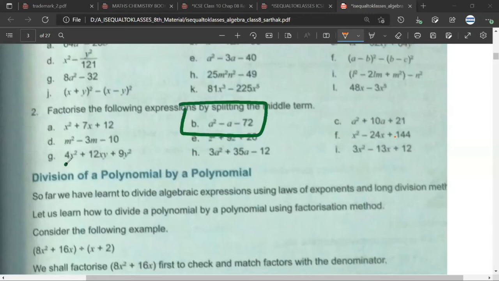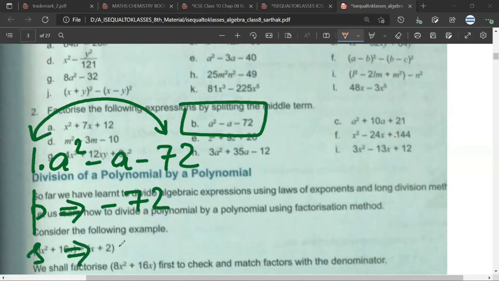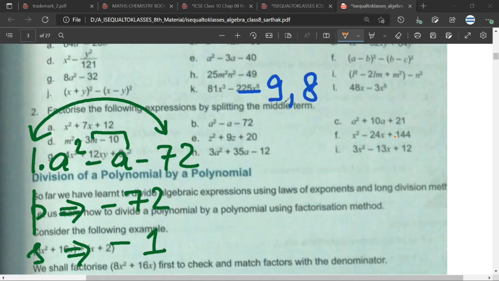So Mr. Sarthak, a square minus a minus 72, there is an invisible 1. So what should be the product of the two numbers, Mr. Sarthak? So the product will be minus 72. And what should be the sum? The sum should be minus 1. So what will be the two numbers? Minus 9 and 8. So minus 9 and 8 are the two numbers.